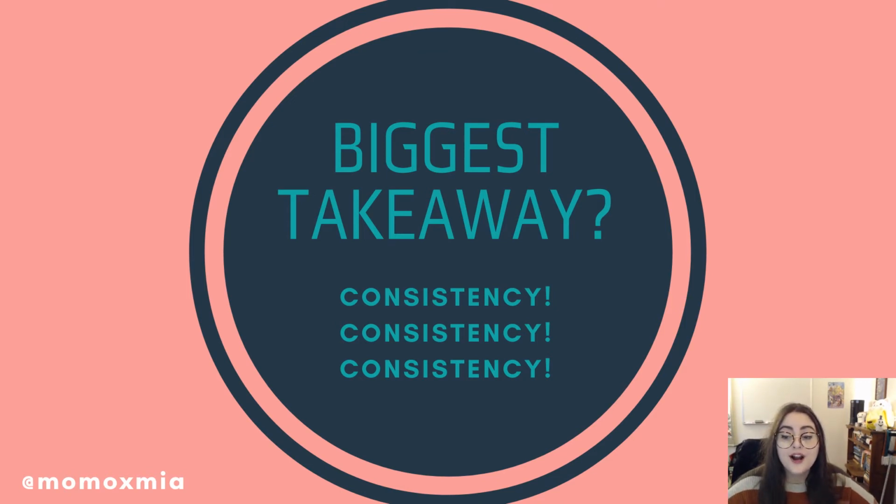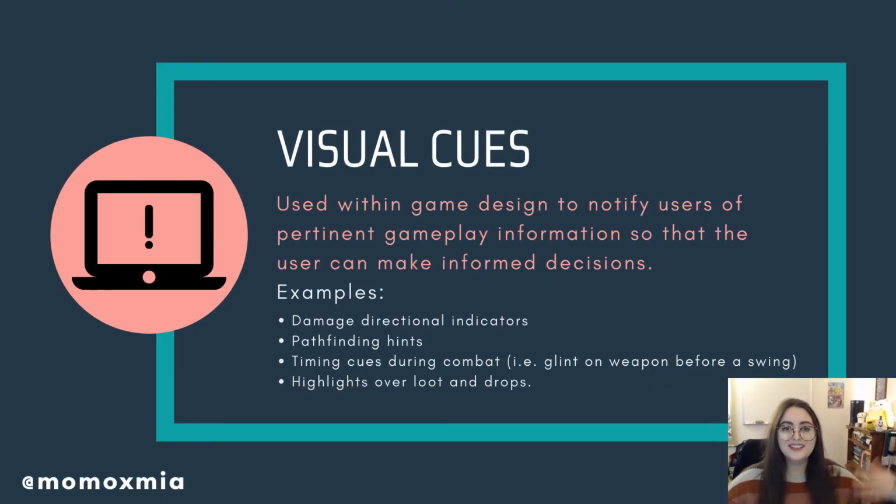So for the next tool, the second half, we have visual cues. And what are they? Again, they're used in game design to notify users of pertinent gameplay information so that they can make informed decisions. A couple examples I include here are damage directional indicators, pathfinding hints, timing cues during combat. So let's say someone has a sword and it glints before it drops down, that's a visual cue. And also just generally highlights over loops and drops. That's very helpful. So here are a couple examples.